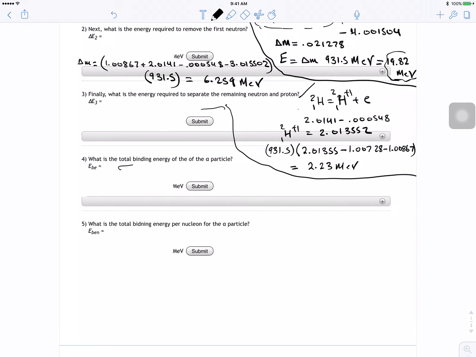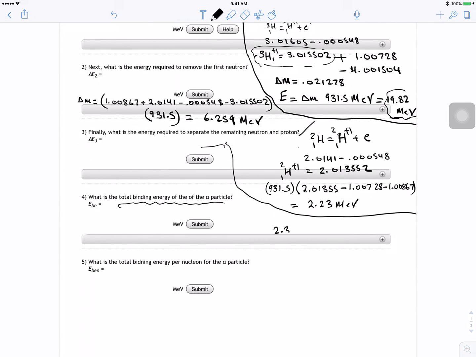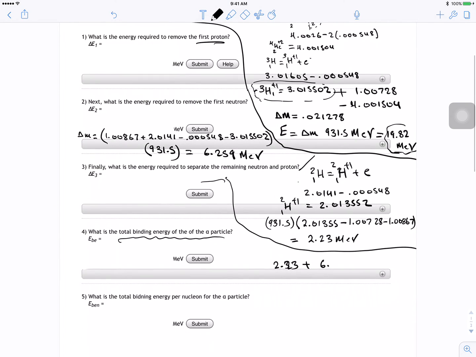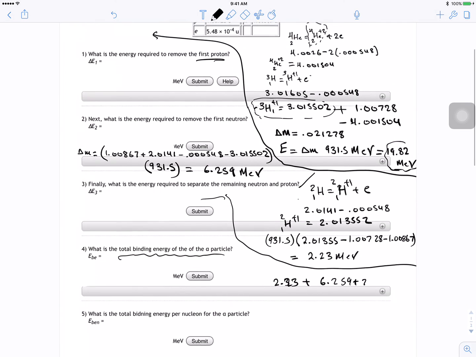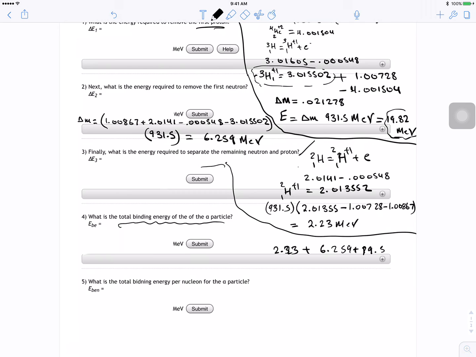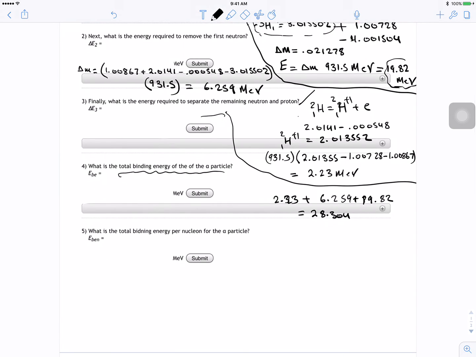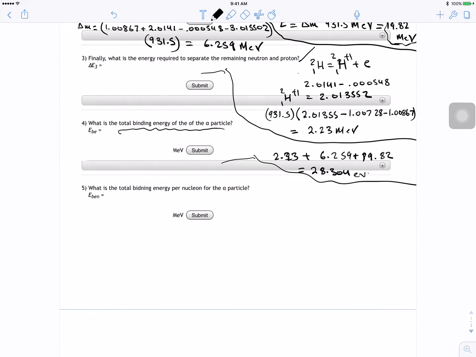And then, what's the total binding energy of the alpha particle? For this you just add the answers from 1, 2 and 3. So 2.23 plus 6.259 plus 19.82. For this one I got 28.304. So that's the total energy, in MeV.